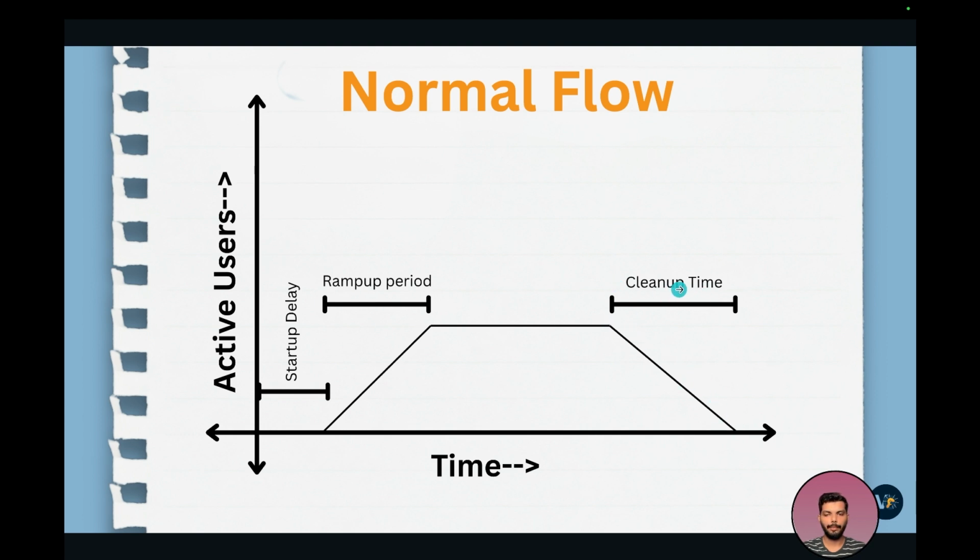That is cleanup time. That is not something we can set in the JMeter GUI. That is the default thing that will happen in the background. We won't even know about the cleanup time. That is not even our concern. Just these two things, startup delay and ramp up period, are important for us.